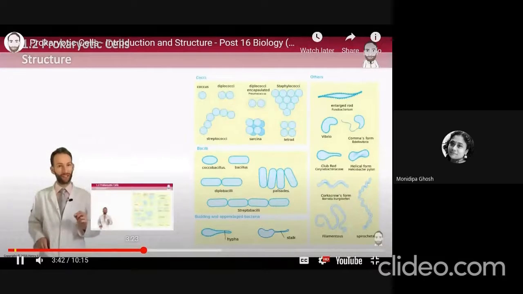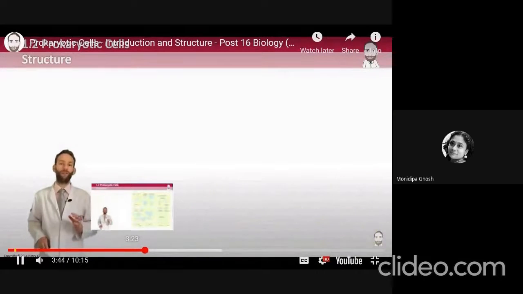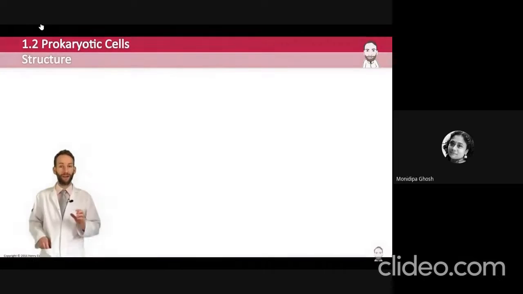Now, the first thing to mention on prokaryotic cells is that they're actually very small. Their diameter is between 1 and 5 micrometers. If you compare that to a typical eukaryotic cell, they can be anywhere between 20 and 40 micrometers. So prokaryotic cells are a lot smaller.